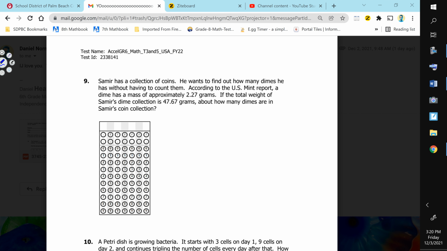You're going to take 47.67. I'm going to assume it will eventually work, because right now I'm doing it blind. Nope, didn't work. 2.27, and then 47.67. Move the decimal 2 places to the right. Move this decimal 2 places to the right. And then you just divide.